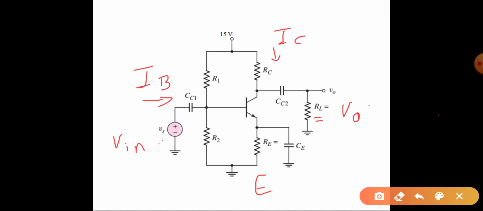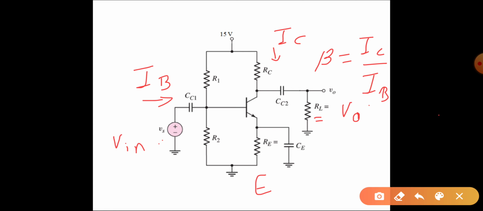So as you all know, the current gain of common emitter configuration is what? Beta. So current gain of common emitter amplifier is beta, and it is nothing but IC upon IB, that is output current divided by input current. So IC is the output current and IB is the input current.